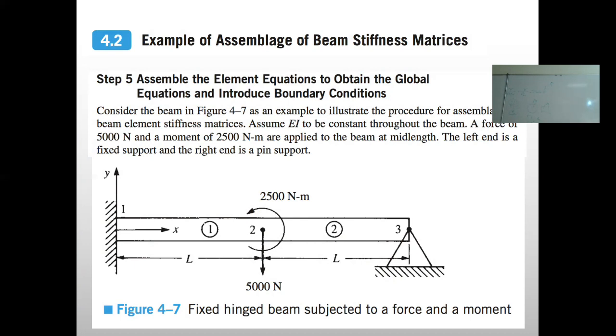Everybody here? Yeah. Okay. Now, what do you think? How do we solve this? You already know how to solve finite element.